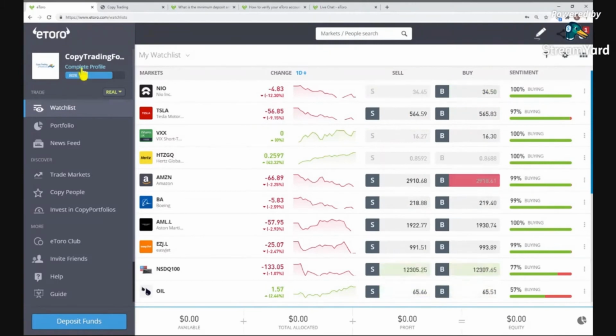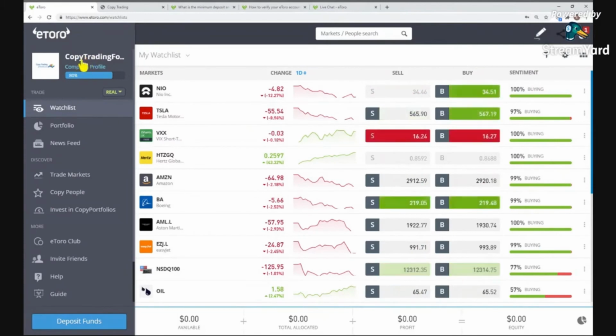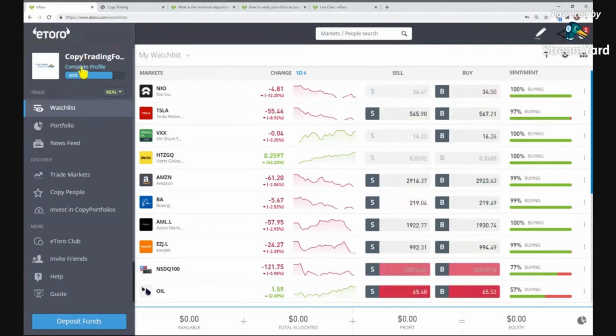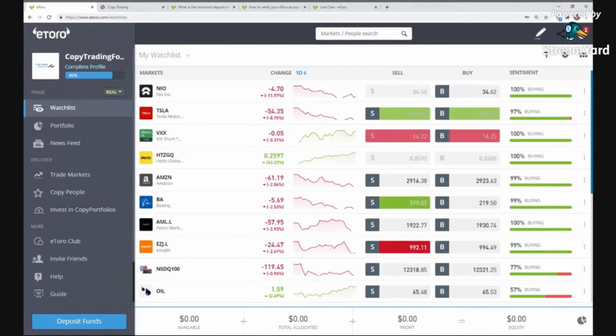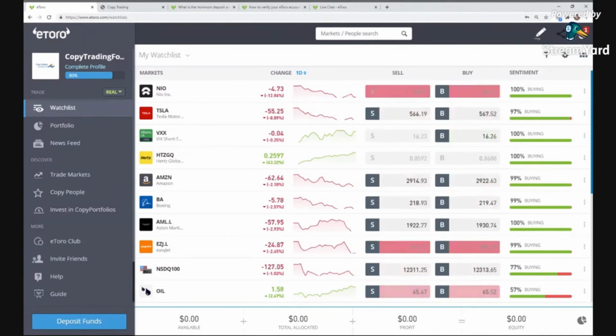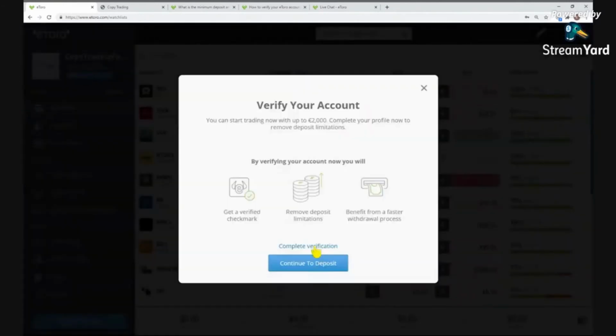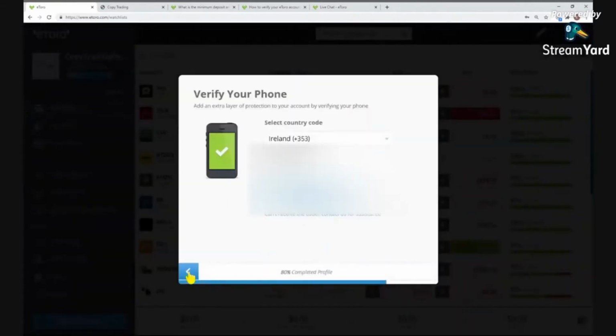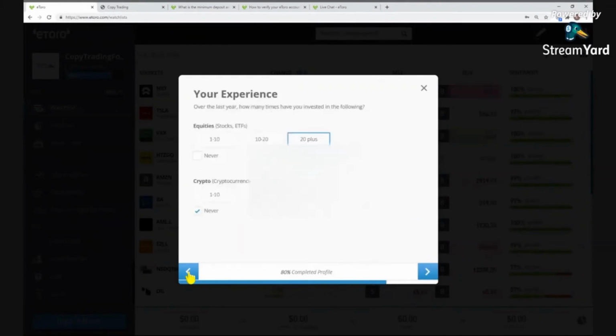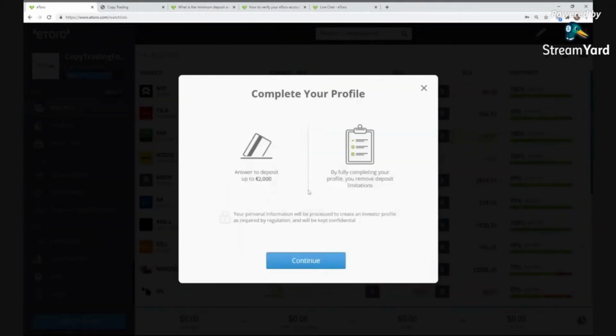So what you do here is, once you sign in, you'll see up the top left that you can complete the profile. I've already selected my name, gone through that process, and put in my email address, but now it brings you to this screen: complete verification. I'm going to go back because I'm going to start from the beginning. So you'll get this screen: complete your profile, answer to deposit. We have to answer this to deposit up to $2,000 for your first deposit.